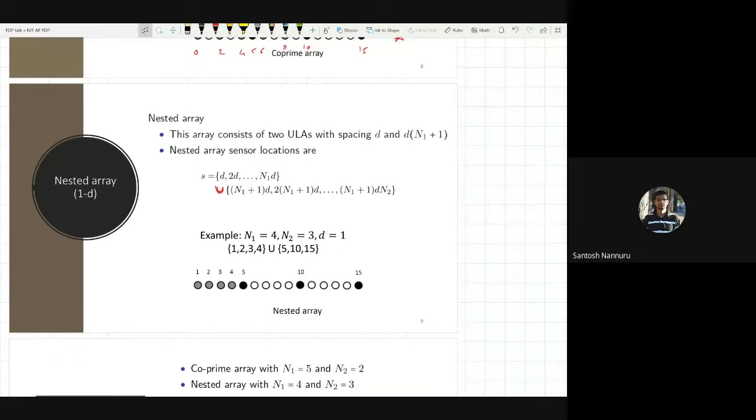So one is a dense array. This part is called the dense part. So this is like a ULA only, the dense ULA with one spacing, and then there's a second part which is much further apart. So this is the other part: 5, 10, 15.